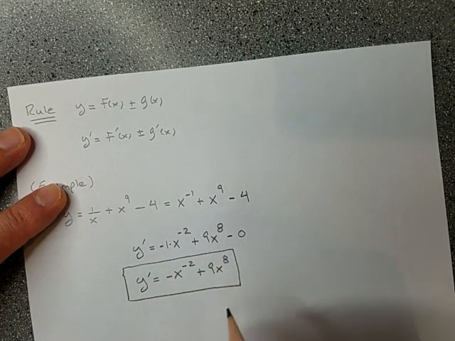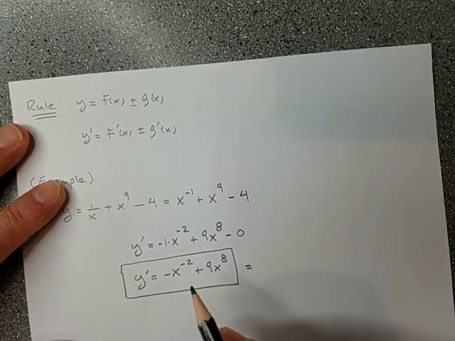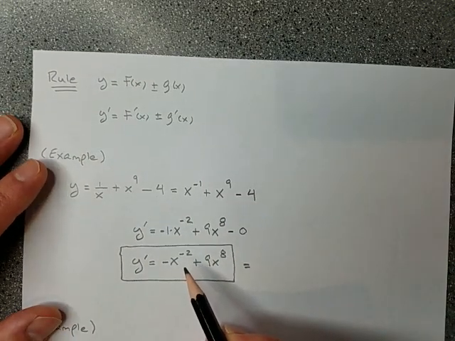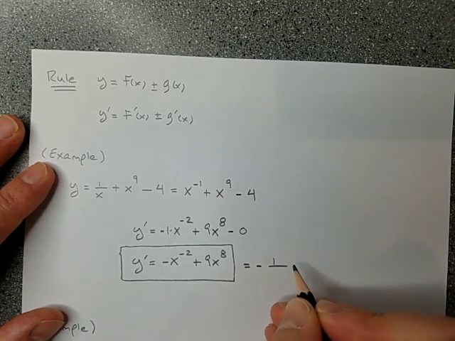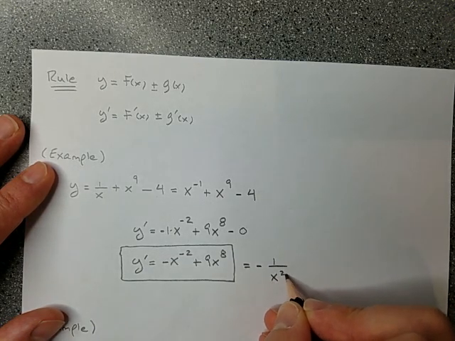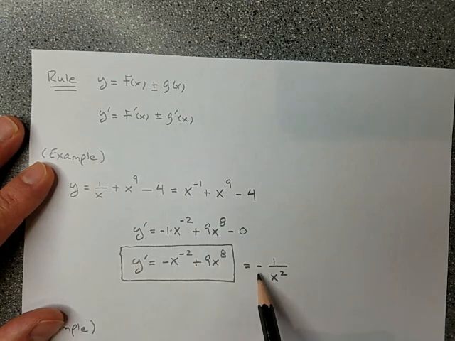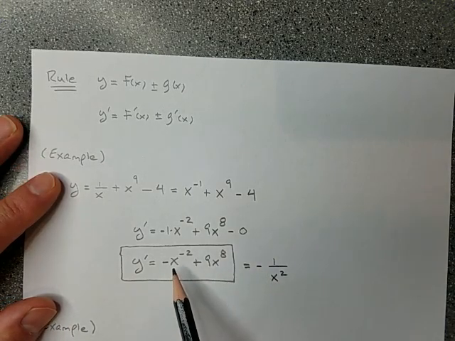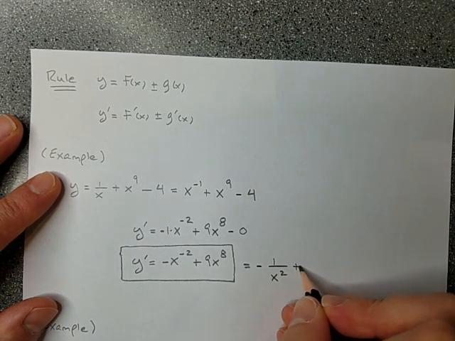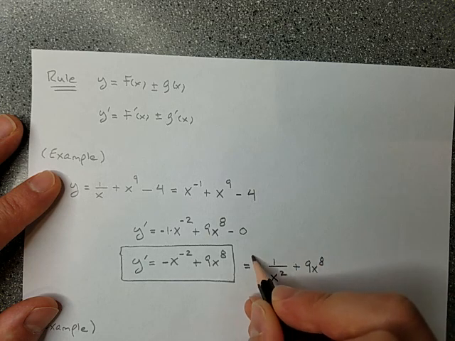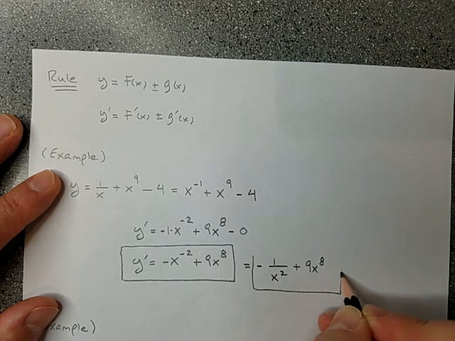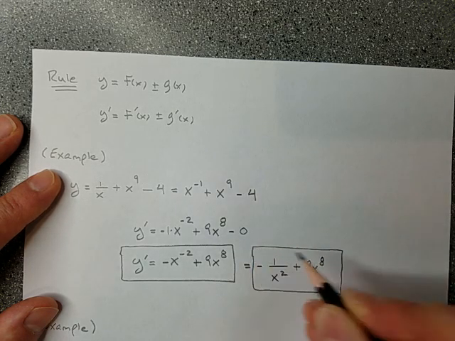Other form the answer could take. What about that negative exponent? Is there a way to write that? We could say negative 1 over x squared. I got a negative, okay. This term is negative 1 over x squared with that exponent positive, plus 9 times x to the 8th power. All right. And there we go.